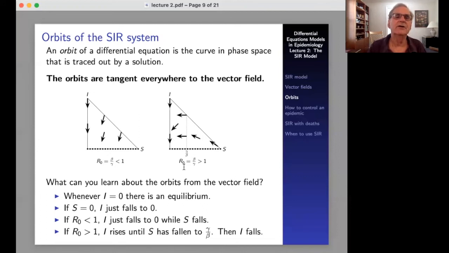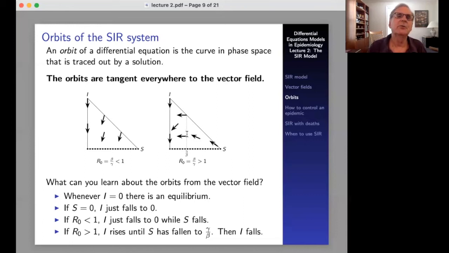What about over here when R naught's greater than 1? That's when diseases can get started. So if we look over where the number of susceptibles is more than gamma over beta, we see that the arrows point up and to the left. So the number of susceptibles is decreasing. You know, susceptibles are getting the disease and leaving the susceptible category, but the number of infectives is increasing. The epidemic is spreading.